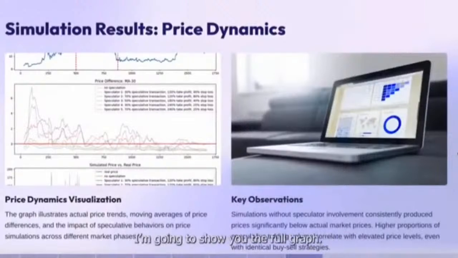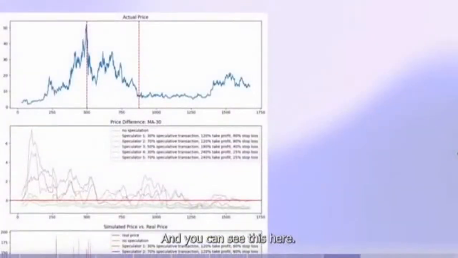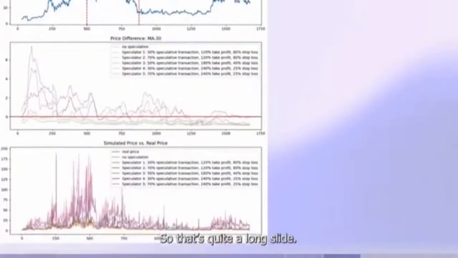In the next slide, I'm going to show you the full graph. What we saw was that the simulations without the speculators consistently produced prices that were significantly below the actual market prices. So high proportions of speculative trading correlate with elevated price levels, even with identical buy-sell strategies. And you can see this here. That's quite a long slide.